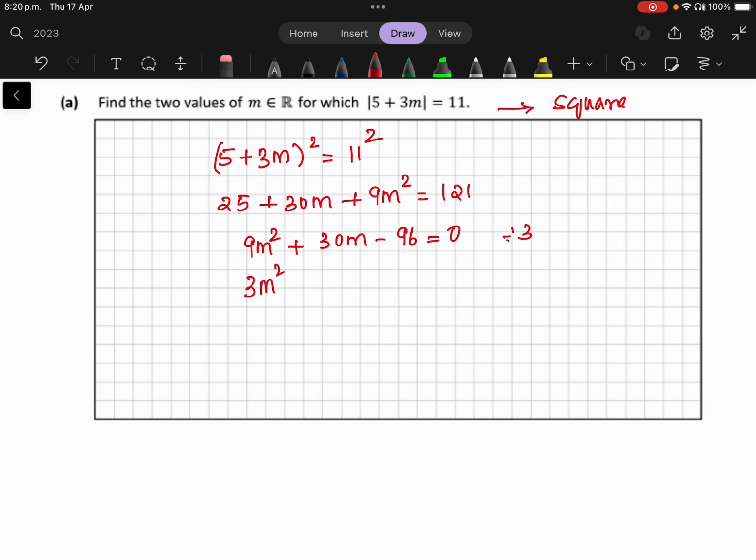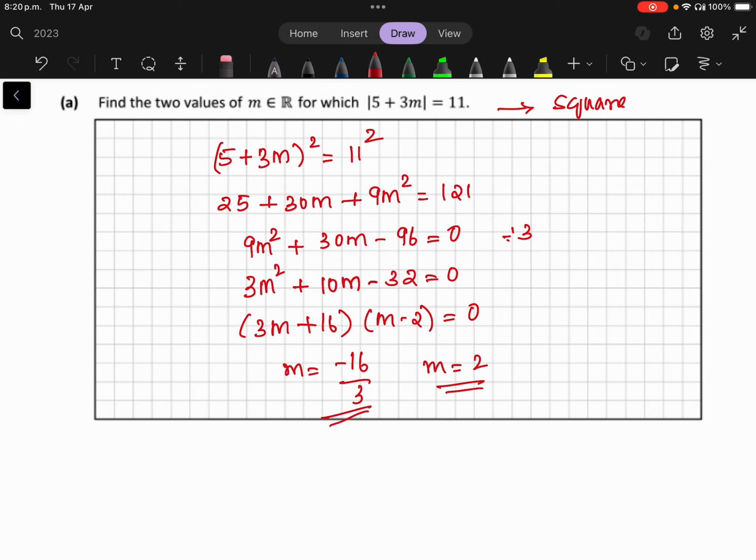So it is 3m square plus 10m minus 32 is equal to 0, and then you simplify this, then you can factorize or use the minus b formula. So that will be 3m plus 16 and m minus 2 is equal to 0, and from this you will get m is equal to minus 16 over 3, m is equal to 2. So very easy sum. This is a 15 marks question, and very easy to get this 15 marks.